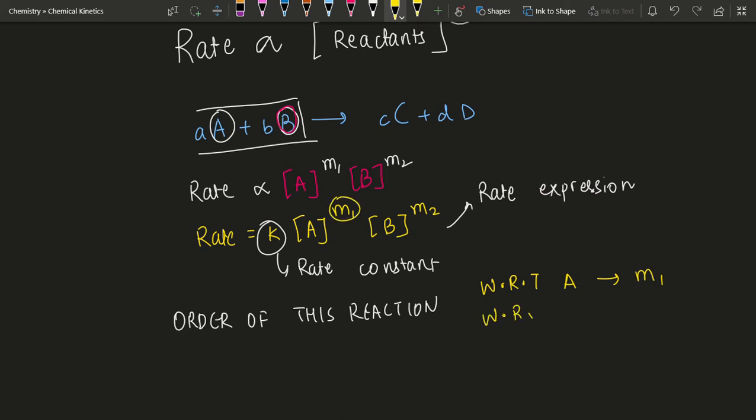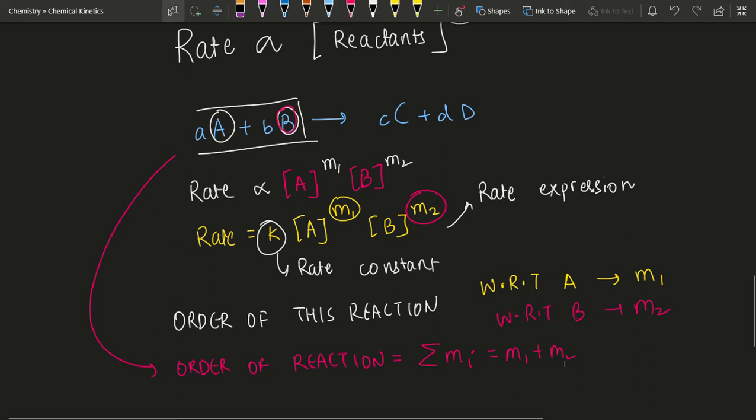With respect to B, let me do that in a different color. With respect to B, that's equal to M2, again, the exponent that you have right here. And overall, the order of this reaction, the order of the entire reaction without any "with respect to", is equal to the sum of the individual orders with respect to different reactants. So in this case, that will be just M1 plus M2.